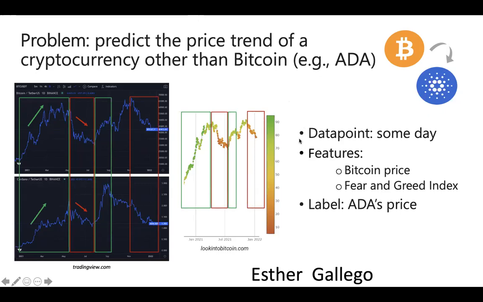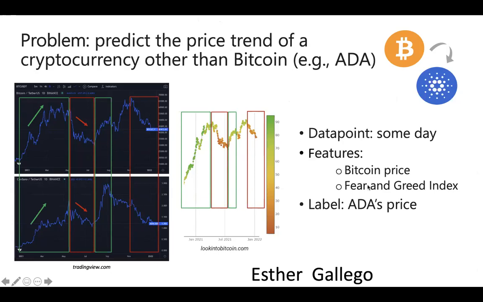This last one is an indicator of market sentiment, and it is used to determine if a trend is going to end soon. For example, if the price rises a lot and the index is high or greedy, it means that the price will probably have a correction soon. And finally, the label is the ADA price, of course.